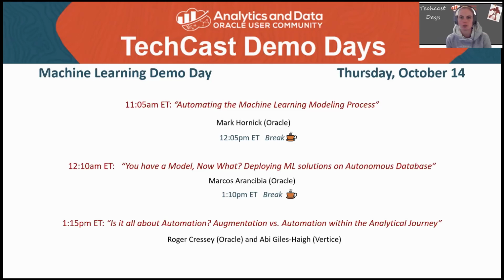Yeah. So the first one today, we're going to be doing automating machine learning modeling process with Mark. So Mark Hornick from Oracle. He's going to take us through some of the cool new stuff in the automation world. Then, assuming you have a machine learning model, which Mark's going to show us how to build, then how do you deploy it? How do you get that machine learning model onto the front line and be using it through your autonomous database? And then last and not least, myself and Roger are going to take you through a little bit of a presentation looking at augmentation and automation.